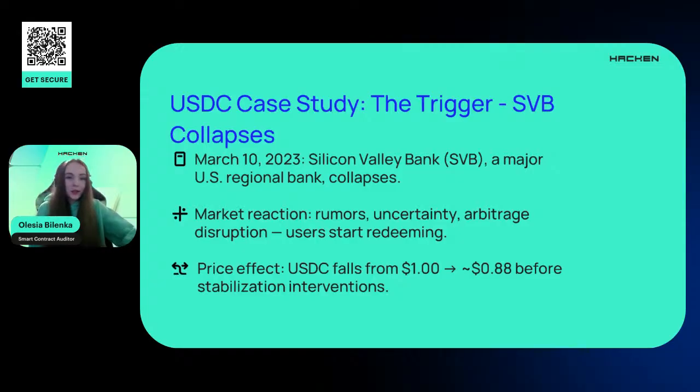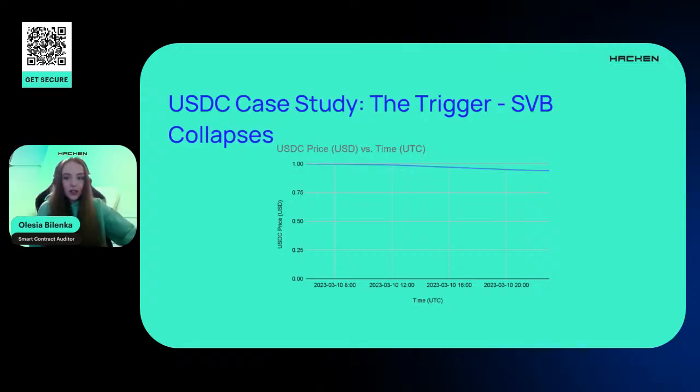Rumors started spreading, and even though people didn't know how much funds were stuck there, arbitrage stopped, redemptions jumped, and confidence started to crack, and USDC began to fall below the peg. Within just some hours, the peg breaks. USDC falls to around 88 cents before any intervention. Not because smart contract or code failed, but because trust and transparency did.